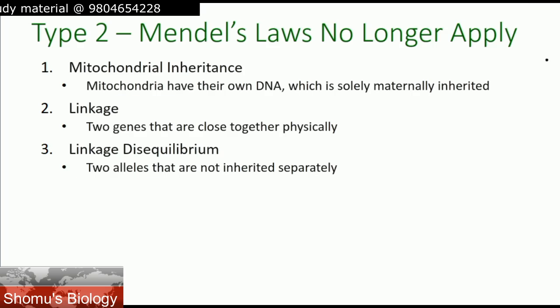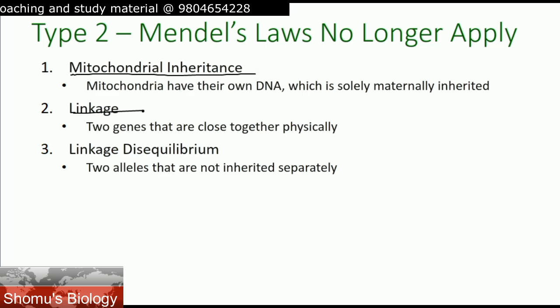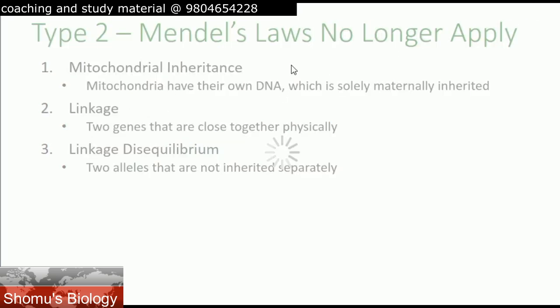Remember, we've been talking about the two different types of non-Mendelian inheritance. This is the type 2 non-Mendelian inheritance, where Mendel's laws no longer apply. It will not follow any genetic ratio. It will not follow any phenotype ratio. None of the ratios will be followed. So let's talk about it. First of all, mitochondrial inheritance or cytoplasmic inheritance, and then linkage. These are the two types that we will talk about.